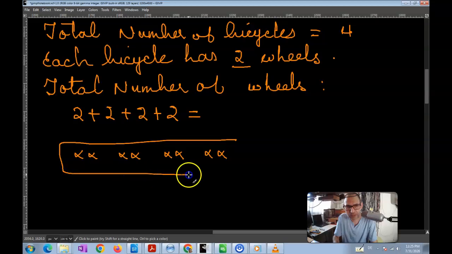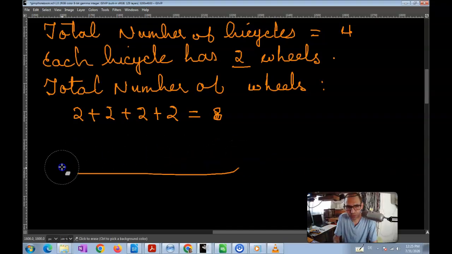If you add all of these together, then you can count. It's 1 2 3 4 5 6 7 8. So in total you have 8 pebbles, right? So then the total number of pebbles would be simply 8, right?